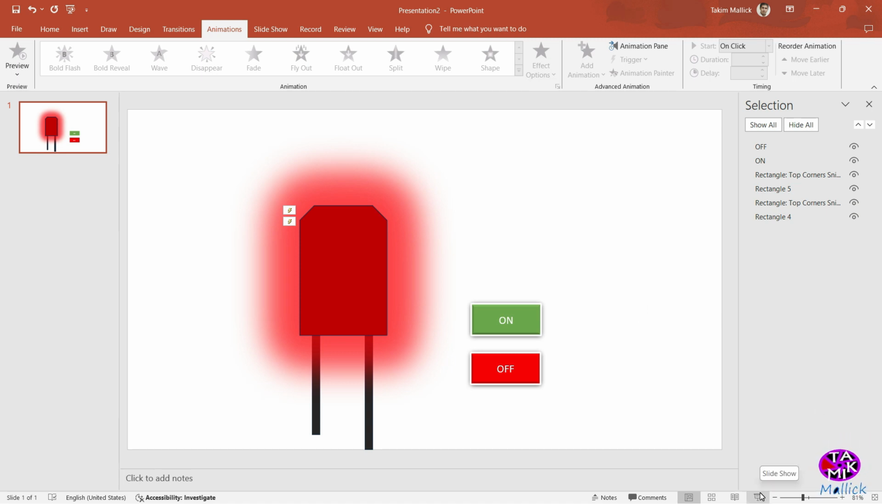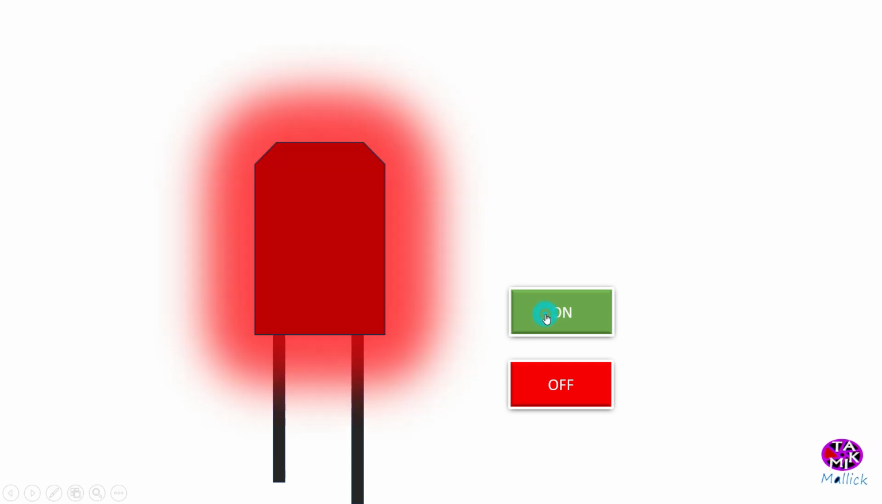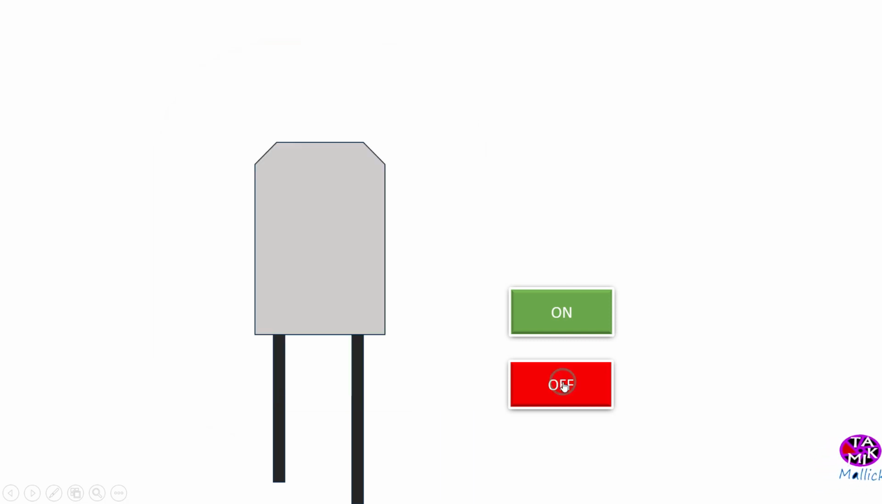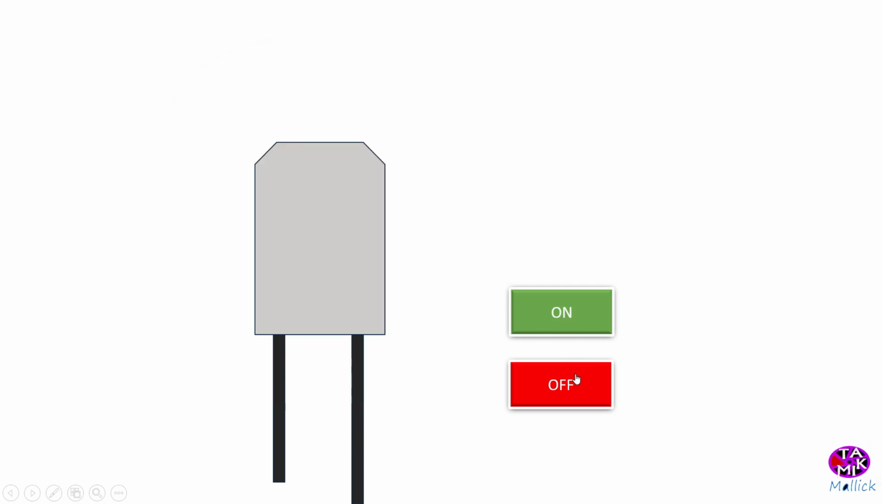Click slideshow. Okay, this is the slideshow. You see, this is now on, and this is now off. I think it is working as I wanted. So on and off again.